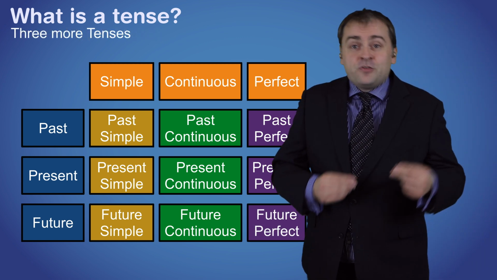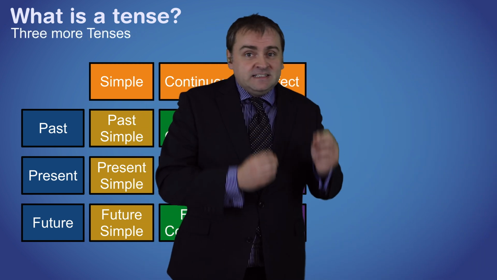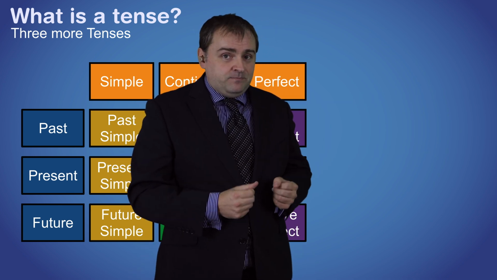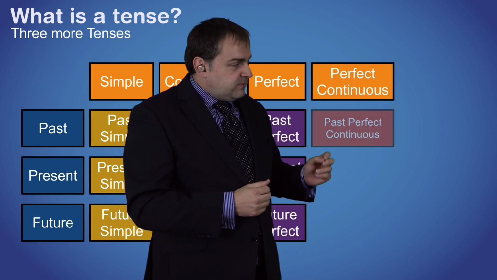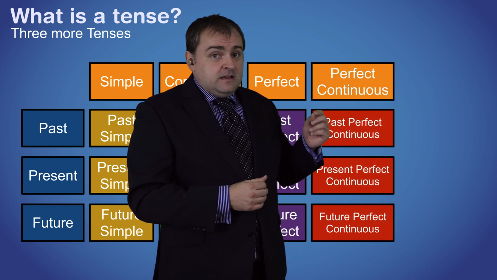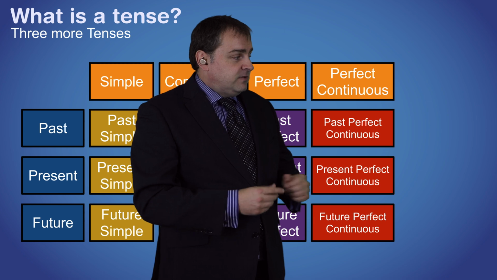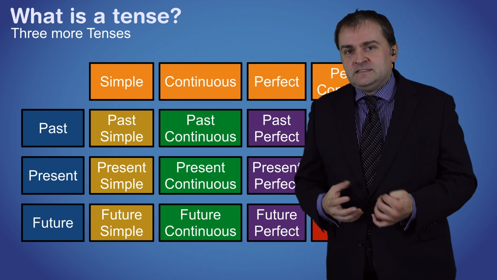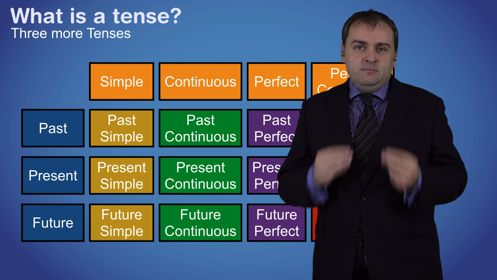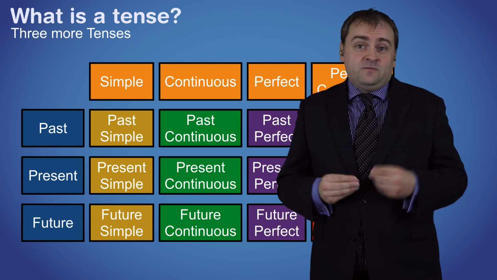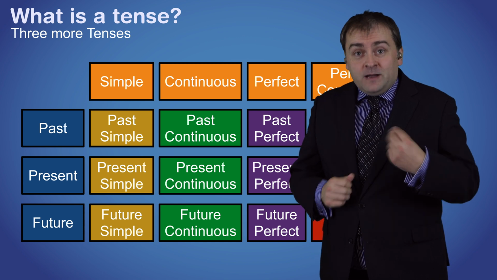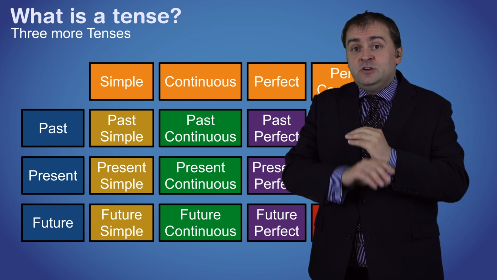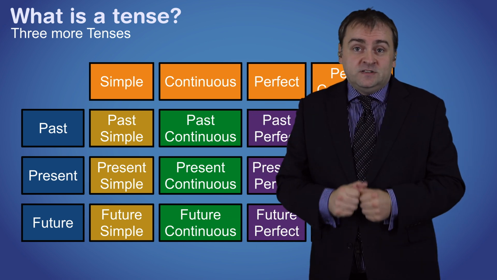Then there are 3 more tenses because tenses can be both perfect and continuous at the same time. So we also have the past perfect continuous, the present perfect continuous, and the future perfect continuous. So breaking the tenses down like this helps us to understand what they mean and not be overwhelmed by the fact that there's so many of them. By understanding the 2 elements, the time of action and the type of action, you can understand all 12 of the tenses.